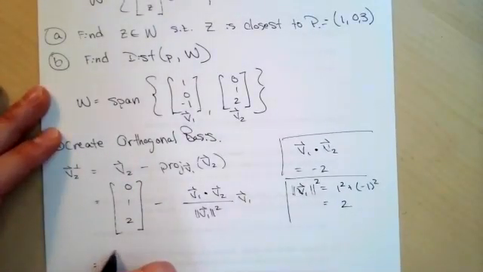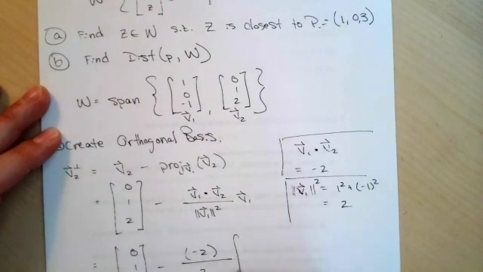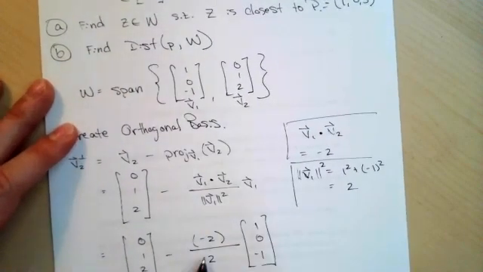So what do we have? We've got (0, 1, 2) minus the dot product, negative 2, over 2, in the direction of V1, (1, 0, -1). That's just going to change the sign, so that's going to be plus. And so what are we going to get? 1, 1, and 1.